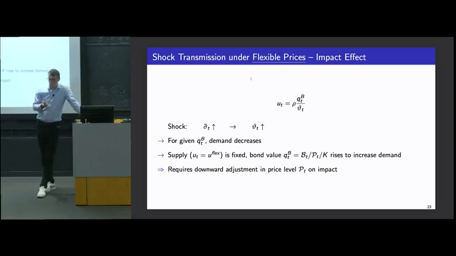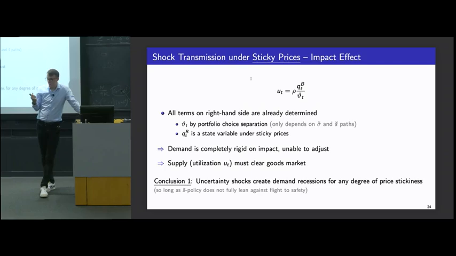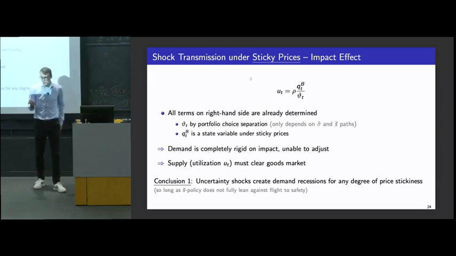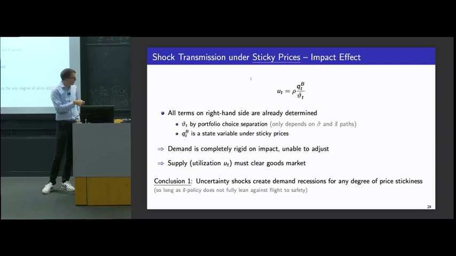Now, guess what? If prices are sticky, that doesn't happen because it can't happen. So instead, portfolio choice tells you the portfolio adjusts the same as under flexible prices. So the demand effect is still there. But QB is a state and won't move. So what happens is demand stays stuck at a lower level. Supply has to be reduced because otherwise you throw away your goods. You don't like that. So you underutilize your resources. So that's what's going to happen here.